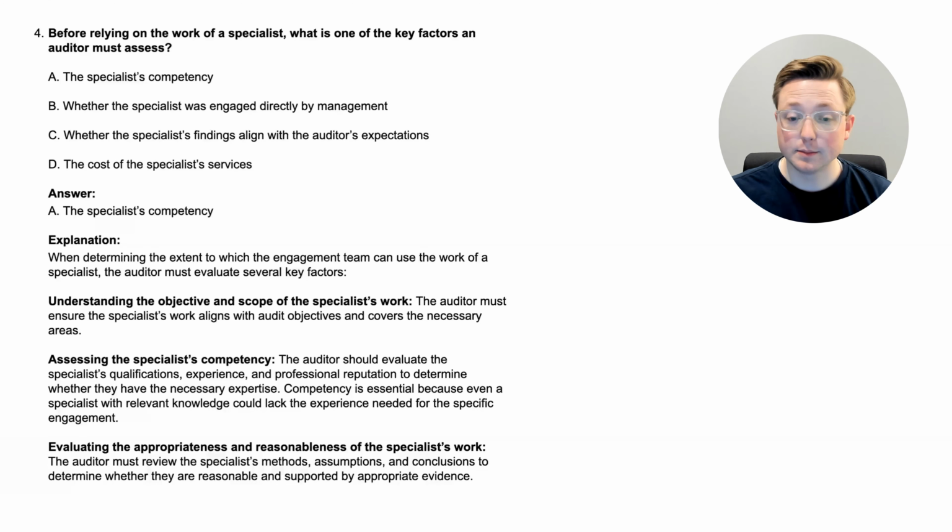First is understanding the objective and scope of the specialist's work. The auditor must ensure the specialist's work aligns with audit objectives and covers the necessary areas. They need to understand why they're using this specialist and what the specialist is going to do and provide for the audit.